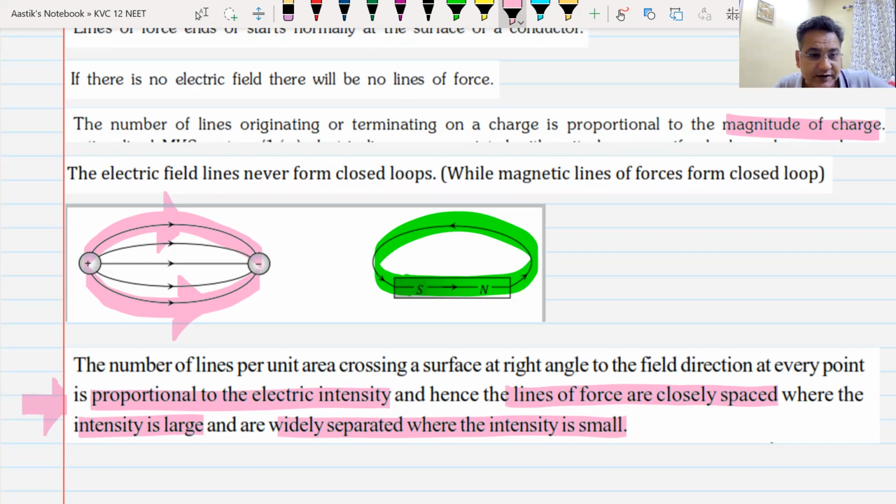That is what is meant by the electric field intensity. The number of electric field lines gives us the electric field intensity. If the number of field lines is more, if the density is more, then the electric field is more. If the number of field lines is less, intensity would be less. Do we understand this? Yes, sir.